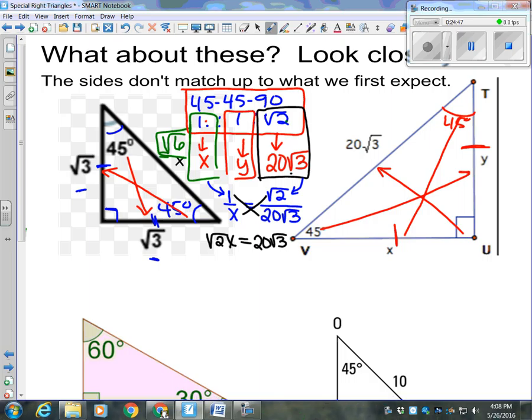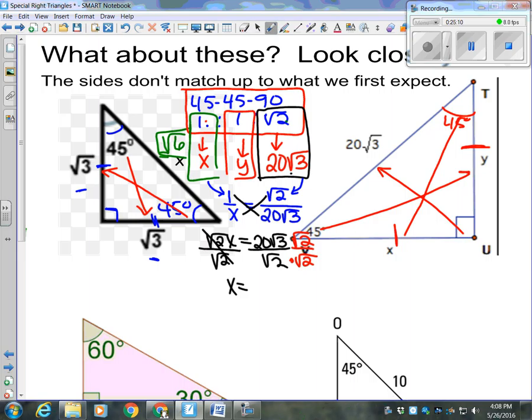Well, x is not underneath the square root, so I'm going to have to divide by that square root of 2. Remember how we rationalize the denominator? x is equal to 20 square root of 3 divided by square root of 2. Can't leave square root of 2, so I'll multiply by square root of 2 on the bottom and multiply by square root of 2 on the top. I'm going to end up with what?